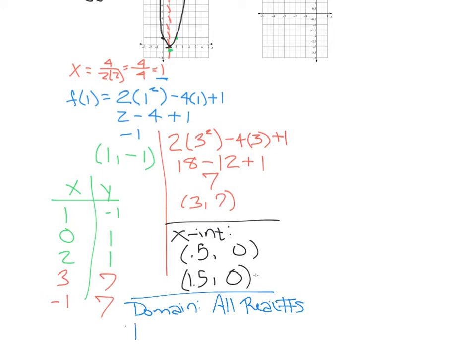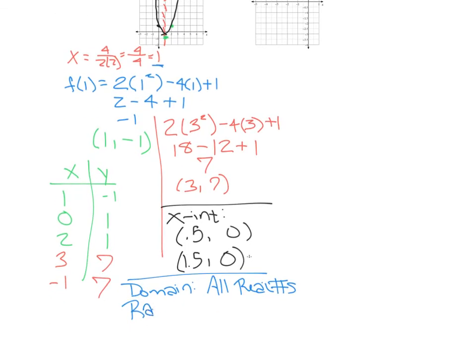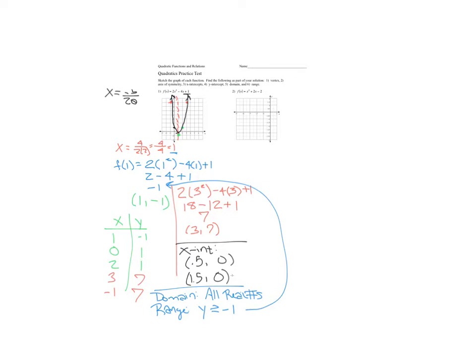Our range is going to depend on our vertex here. Now we see that the y value of our vertex is negative 1. Now from that point and above, that's where all of our y values are in our parabola. We have nothing below that. So we're going to say for our range that y is greater than or equal to -1. So this is always going to play off of the y part of the coordinate in our vertex. All right, and that's how you would graph these first problems.